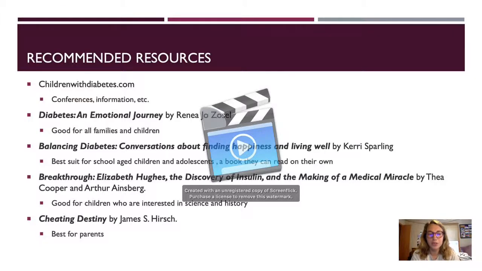They have a whole slew of recommended books for children and families that are affected by diabetes. These are just a few that I found appropriate for the age group in this presentation. So Diabetes: An Emotional Journey by Renee Jo Zosel. This one would be good for families and children. It seems to be a pretty age-appropriate book for anyone and can be read as a family group, even just one-on-one with the child. It could also be used in classrooms.